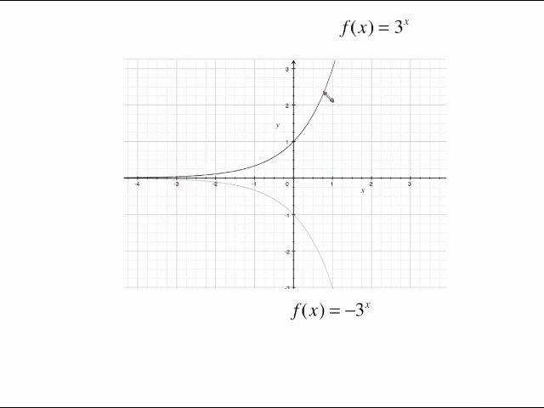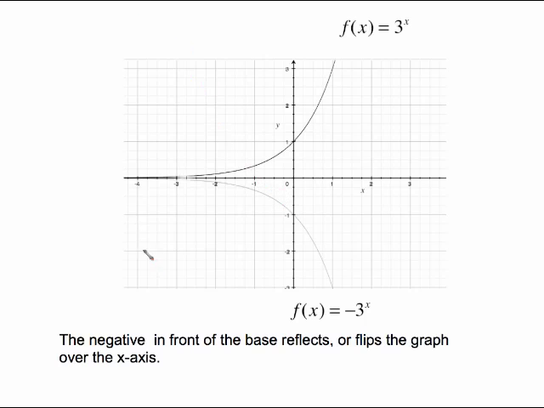Just to show you, this was the original f of x equals 3 to the x. This is negative 3 to the x. Notice this curve right here has been reflected or flipped over the x-axis. So the negative in front of the base reflects or flips the graph over the x-axis.